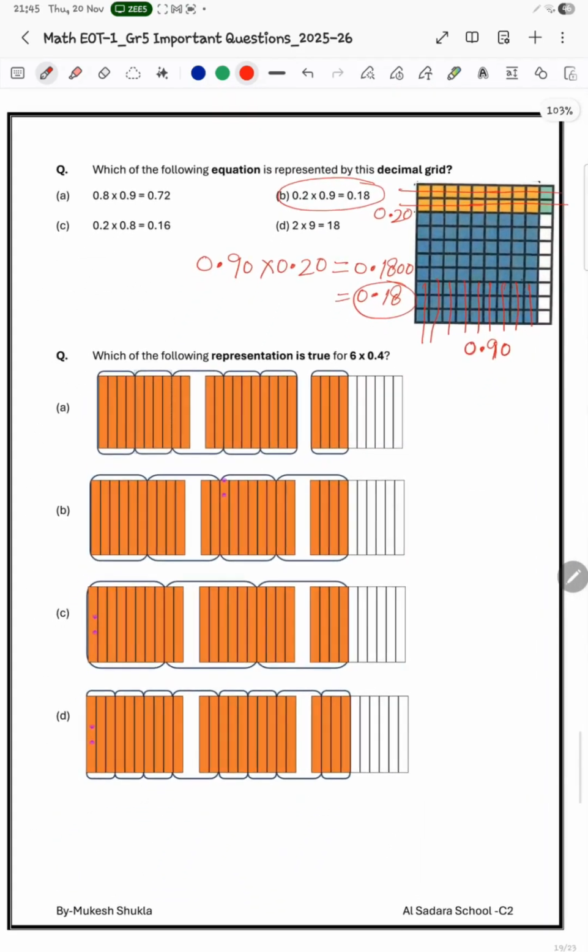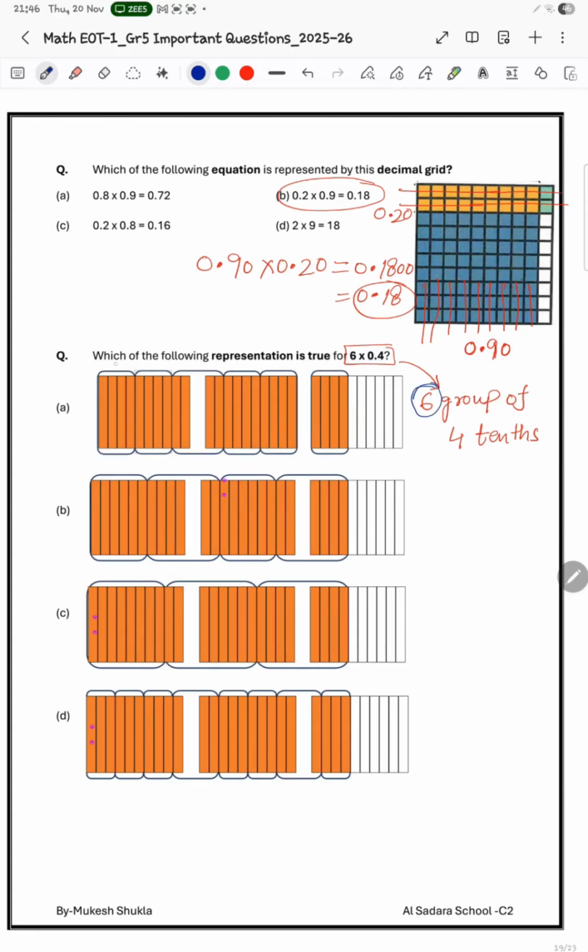Now here, this is a very interesting question. Which of the following representations is true for this? So what does it mean? It means 6 groups of 4/10. Now you have to count groups and check where you will find 6 groups. Okay. So in which figure are you getting 6 groups?